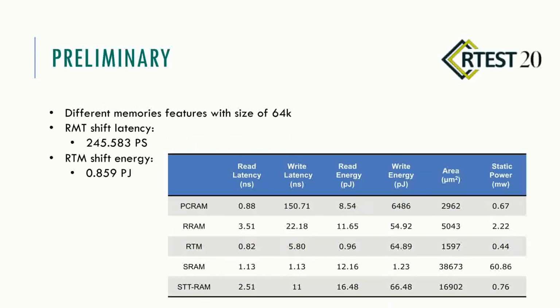Here you can see memory parameters of different types of memories. As can be seen, the memory parameters of RTM are comparable with other memories, but it has shift operations, so we have shift latency and shift energy consumption in RTM. So we need to decrease the number of shifts when we use this type of memory.